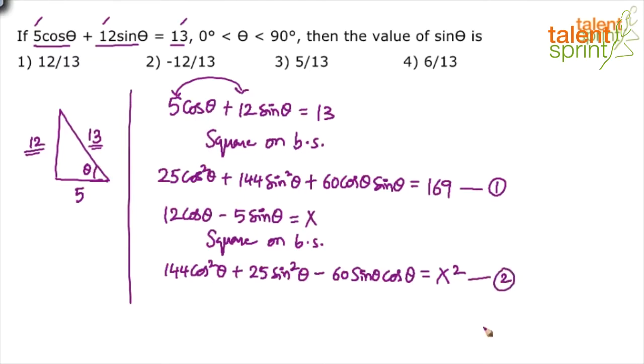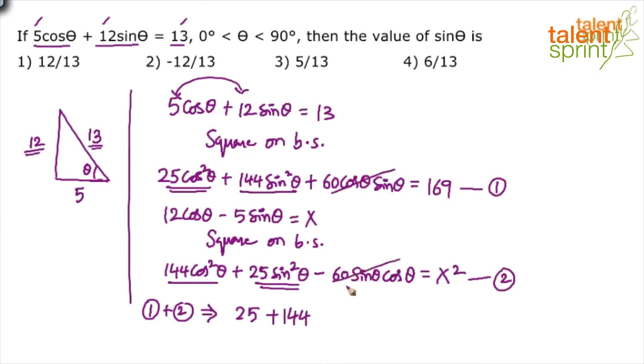Now try to add equation number 1 and equation number 2. So let's add the two equations. What do we get? 25 cos square theta plus 25 sine square theta. If you take 25 common, we get 25 times sine square theta plus cos square theta, which gives 25. Similarly, 144 sine square theta and 144 cos square theta. If you take 144 common, what will you have inside the bracket? Sine square theta plus cos square theta, which is 1 again. So 144 into 1 is 144. And the plus 60 cos theta sine theta and minus 60 cos theta sine theta get cancelled. Equals 169 plus x square.